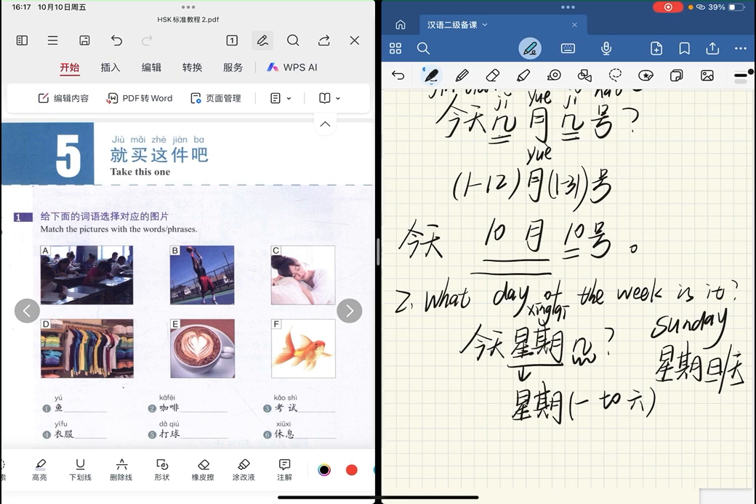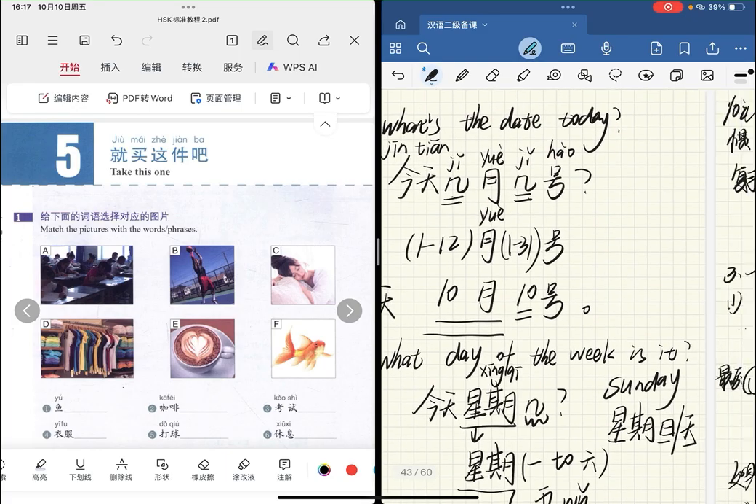So what day of the week is it? 今天星期几？Today is Friday. Friday is the 5th day of the week. So it's 星期五. Today is 星期五. Okay, so next one.